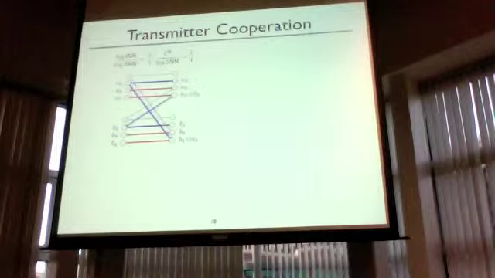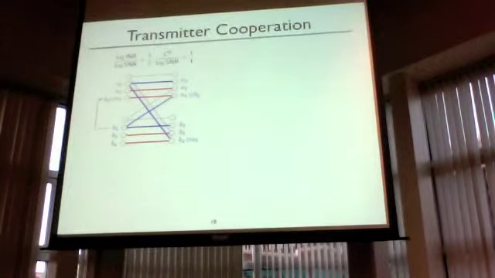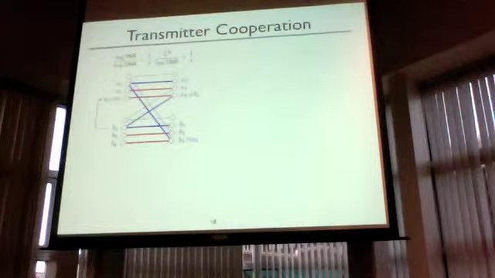So for transmitter cooperation, you can observe a very interesting duality. This is like a downlink scenario in the cellular networks, right? Because the base stations are cooperating, serving as transmitters, and the transmitters are cooperating. So this is like a downlink scenario. And you can observe a very interesting uplink-downlink duality in this problem.